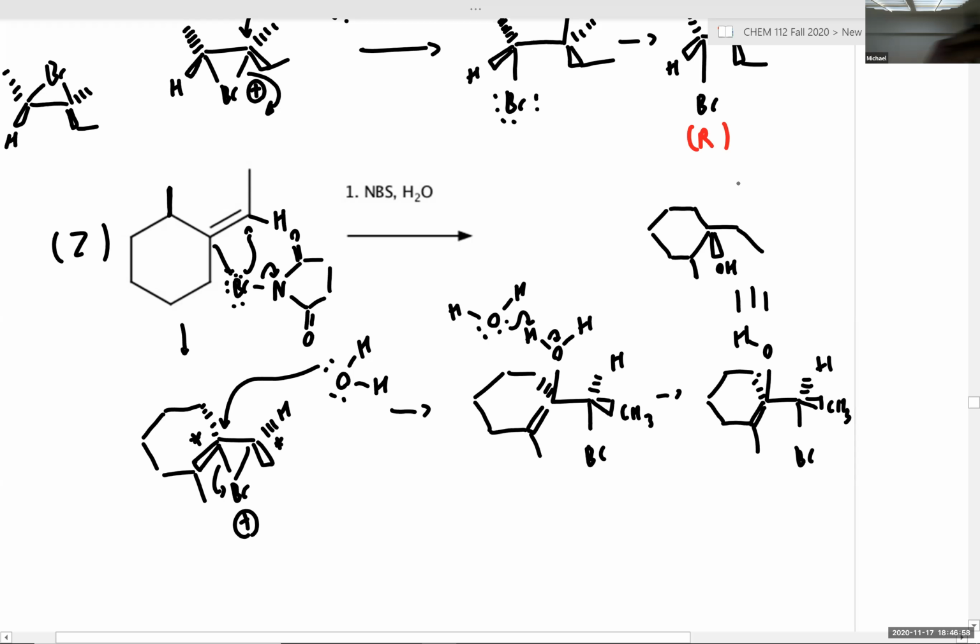So let's just showcase that one more time for us to see. We have our alcohol pointing towards us, we have our hydrogen pointing towards us, and our bromine pointing away from us. Now, if we wanted to, we can just as easily rotate this bond so that our bromine's pointing towards us. So this structure is also equivalent.